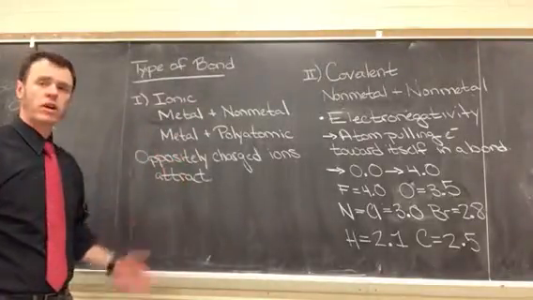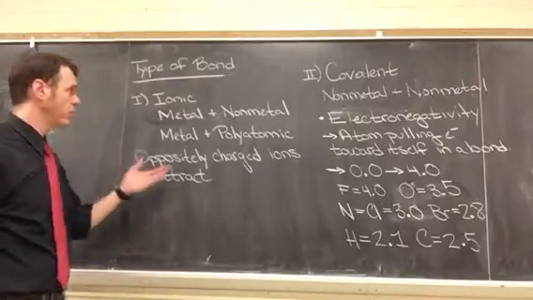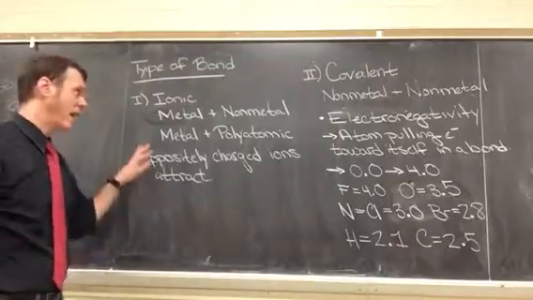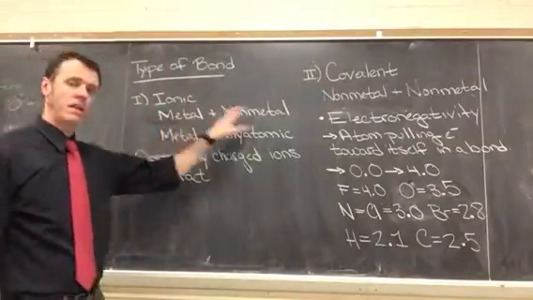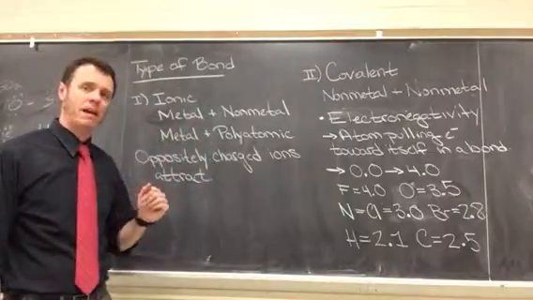Today we're going to start talking about types of bonds, and there are two types of bonds. The first type of bond is ionic bonding, and we kind of went over this in class. Ionic bonds occur between metals and nonmetals. This is a very important distinction here, or metals and polyatomic ions.